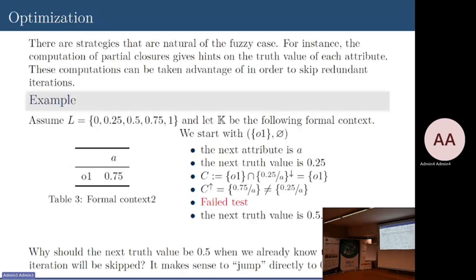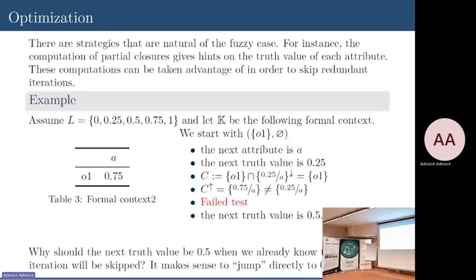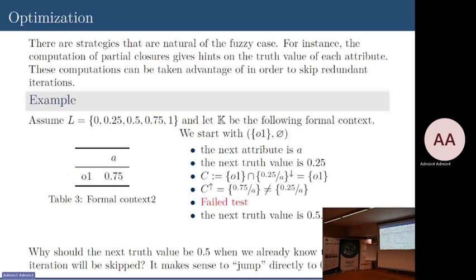And these are the crisp strategies used in the fuzzy case, but there are native fuzzy strategies that can be taken advantage of. So for example, look at this case. Just assume the truth values are the quartiles: 0, 0.25, 0.5, 0.75, and 1. And this is the formal context, a very small formal context, only for the example. We start with this candidate concept. This is not a concept, but it's a candidate. The next attribute is A. Of course, there's only A. The next truth value is 0.5, the first non-zero truth value.